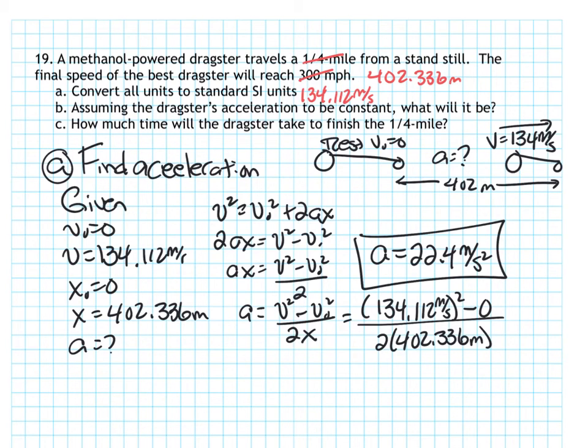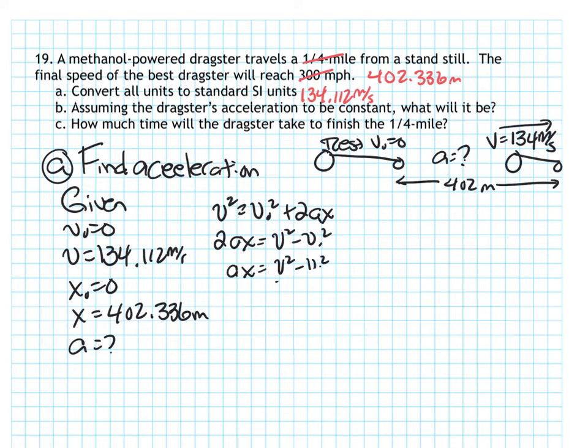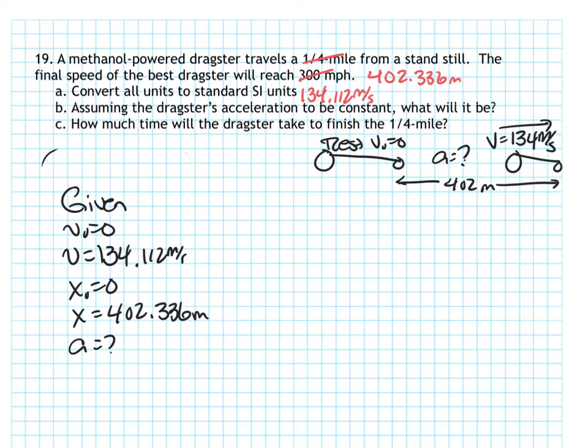All right. Let's go on to part B. So I'm going to go ahead and erase a bunch of this in order to find part B. It's not letting me erase. So let's just do this. Okay, part B. Assuming the dragster's acceleration to be constant, what will it be? I just found that. Let's do part C, sorry. Part C, how much time will the dragster take to finish the quarter mile?